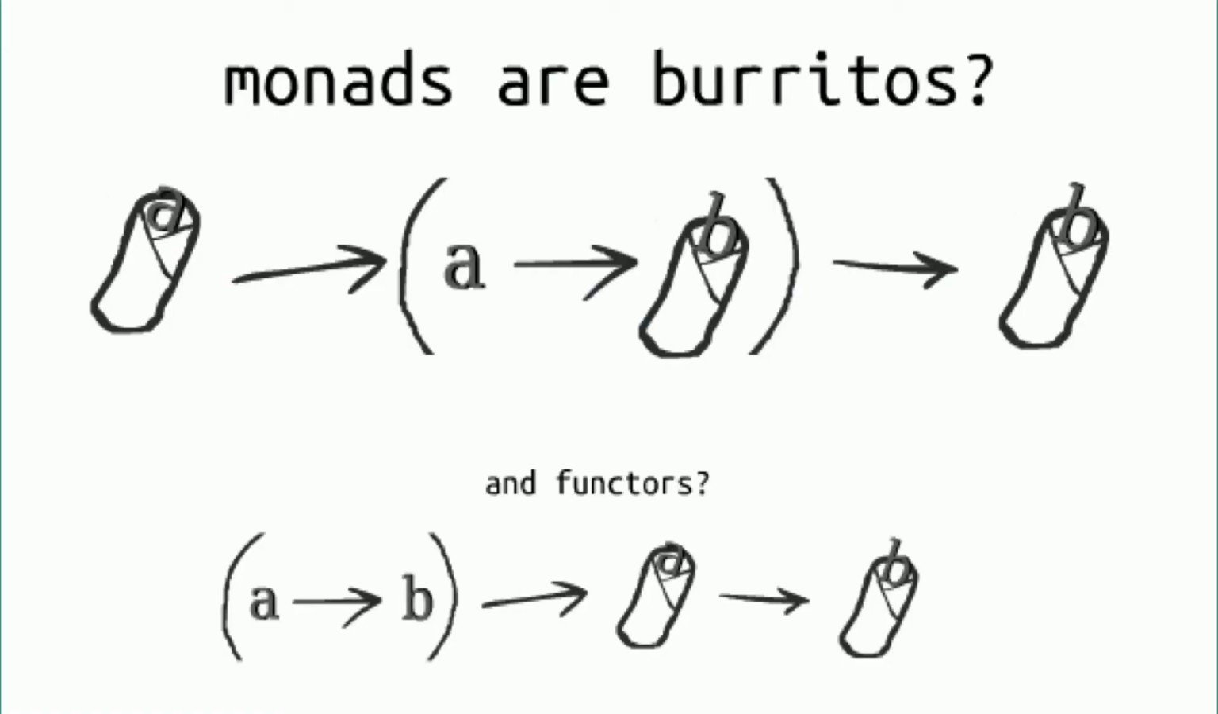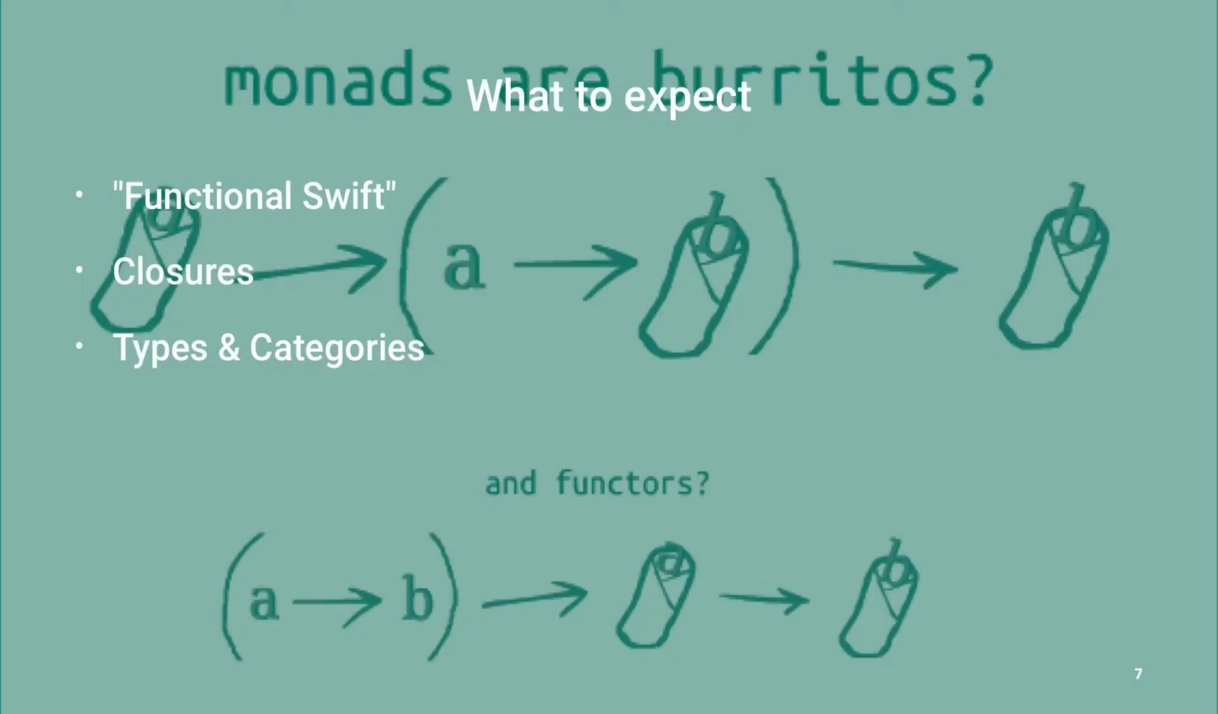We won't be comparing monads to burritos, though I have linked the popular blog post that started that analogy at the end of these slides. And this isn't going to be a crash course in category theory or type theory or compiler theory either. What you can expect, though, is an overview of what functional Swift might mean for us, what it means for a language to be functional, and we'll go over closures for a bit as well, and talk about the relationship between types and categories.